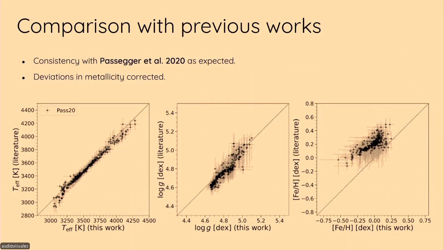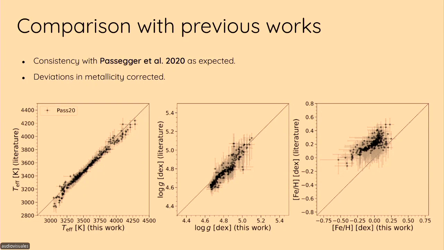And to compare our results with the previous works that I just mentioned, this is the comparison that I mentioned at the start of the talk, sorry. This is the comparison with the results from Passeggier et al. 2020. In the x-axis, we have our estimations. In the y-axis, we have the estimations from the literature. First, we have the comparison for the effective temperature. In the middle, we have the surface gravity, and the third one is for the metallicity.